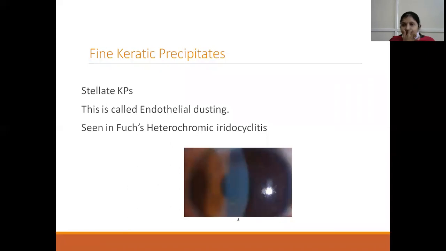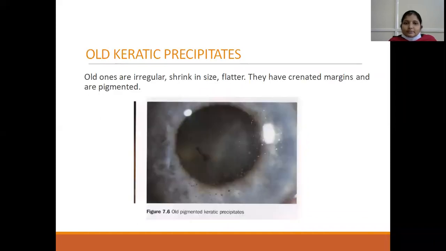Next, coming to fine KPs. These are also called stellate KPs and it is characterized by total dusting of the posterior surface of the cornea. That is, whole endothelium gets deposited with multiple keratic precipitates, also known as endothelial dusting, and it is a feature of Fuchs heterochromic iridocyclitis or CMV uveitis, that is cytomegalovirus uveitis or hemorrhagic uveitis.